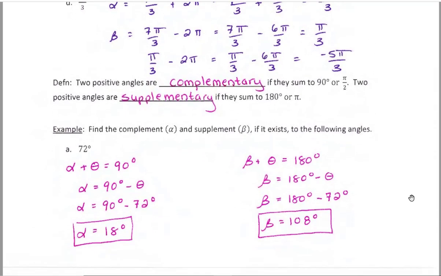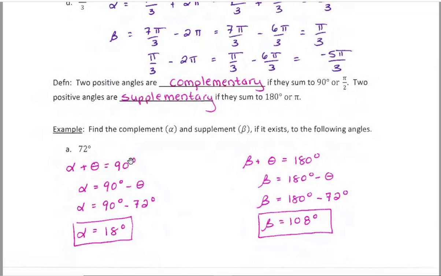Some definitions. Two positive angles are called complementary if they add to 90 degrees or pi over 2 radians. And two positive angles are supplementary if they sum to 180 degrees or pi radians. It's very important that we notice that these two angles have to be positive. So you cannot deal with a negative angle. So if you wanted to find the complement and the supplement, we'll call the complement alpha and the supplement beta, if it exists for the following angle.